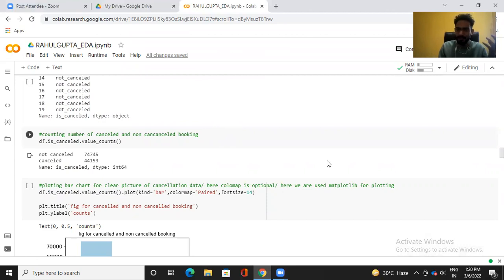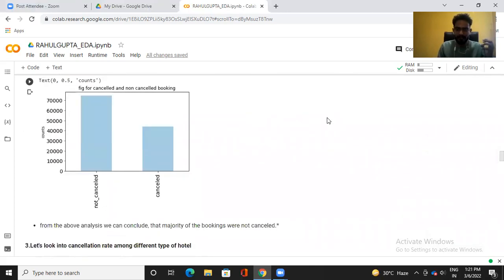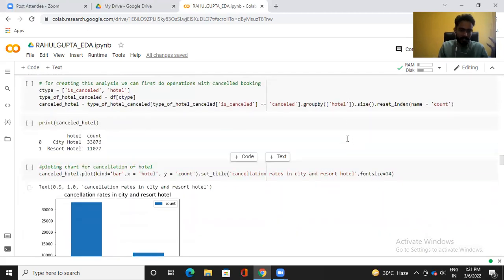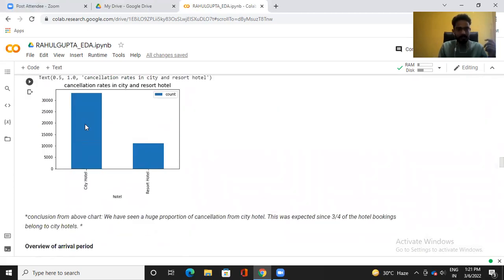It's around a 2:1 ratio. But from a business perspective, if we want to convert all the leads, then we have to look at the reason behind why they cancelled. So let's see what the actual reasons for cancellation are. Let's look at the cancellation rate among different types of hotels. We found that city hotels have the maximum cancellation rate, and resort hotels have a lower cancellation rate compared to city hotels.